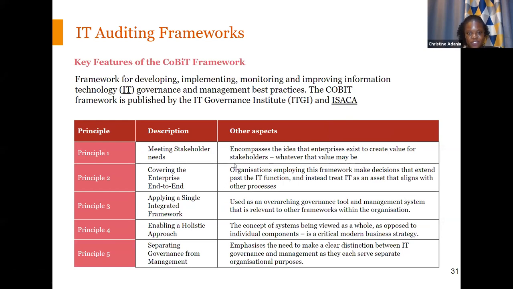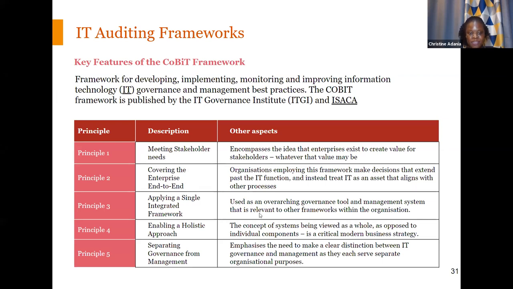Okay, we have the COBIT framework. This one was developed by the IT Governance Institute in conjunction with ISACA. It operates on five basic principles. One is meeting stakeholder needs. Are each of those stakeholders, whoever they may be, having their needs met? Does the organization know what they actually need to do to meet these stakeholder needs?